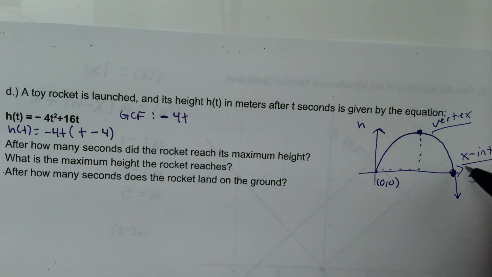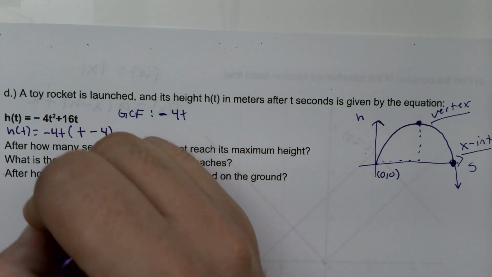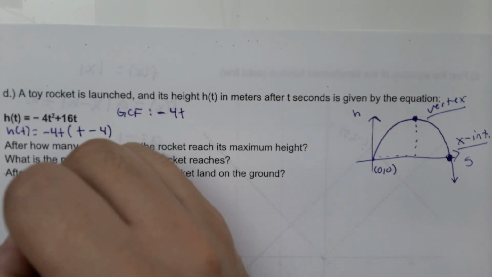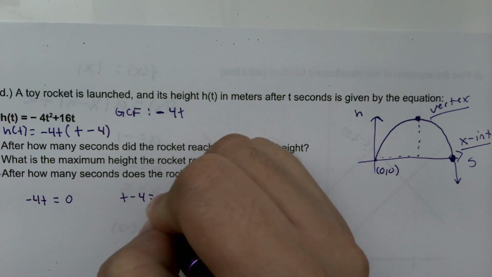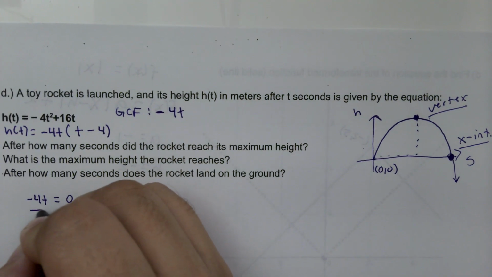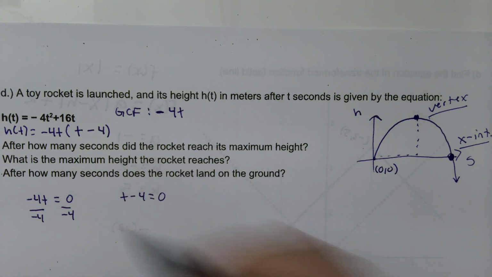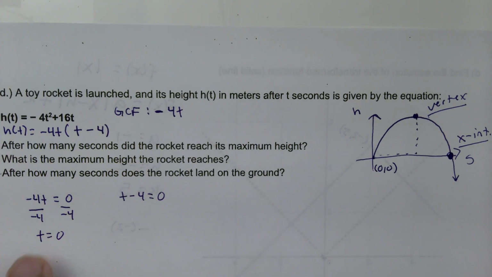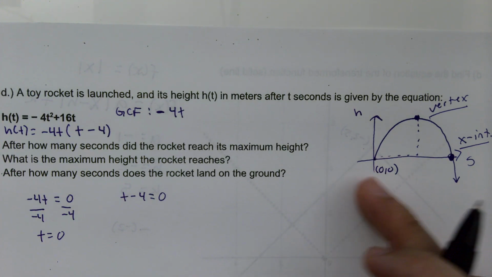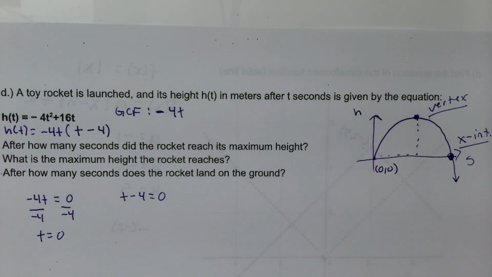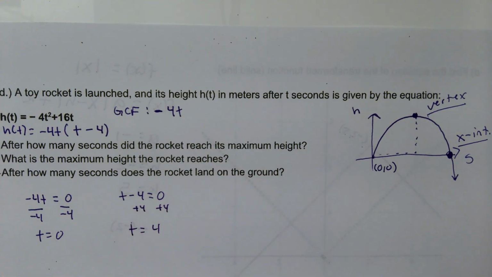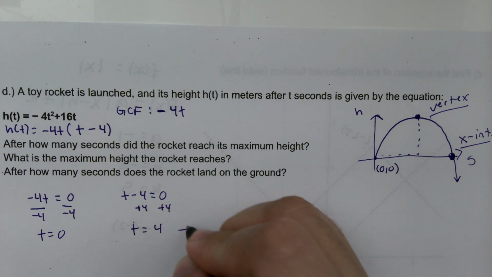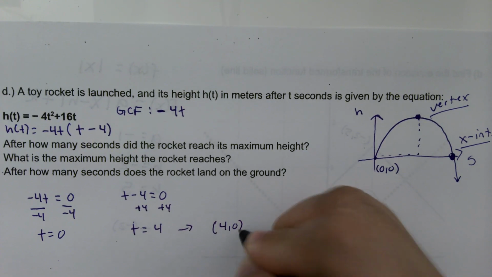My x-intercepts I solve by setting each factor equal to 0. So here, if I want to solve for t, I divide both sides by negative 4. My first x-intercept will happen at t equals 0. That verifies my initial analysis. And then here, plus 4, plus 4. T equals 4. Therefore, my second intercept happens at 4, 0.